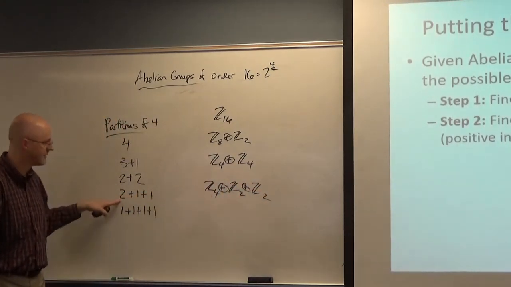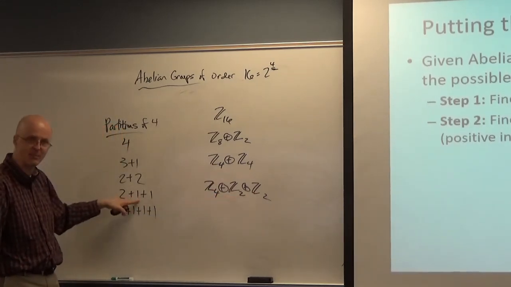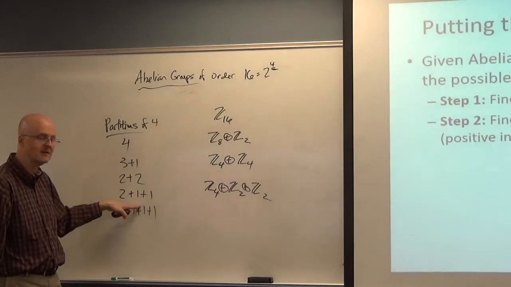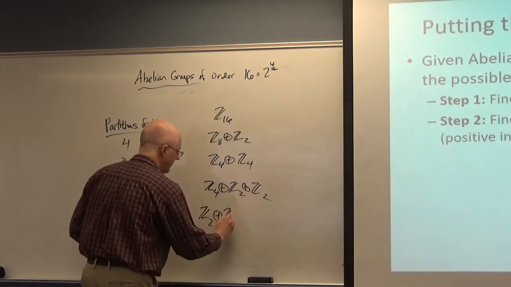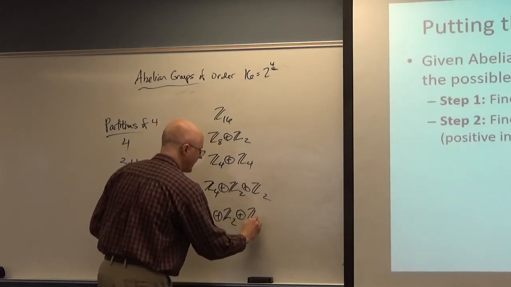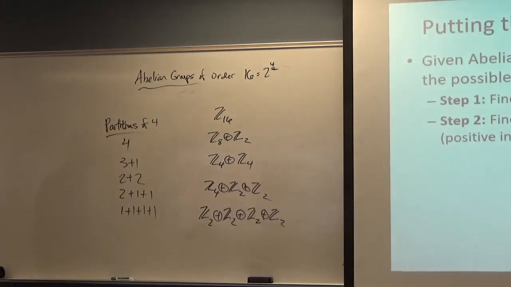4 is 2 squared. 2 is 2 to the 1st in both cases. These are the exponents of the primes here. And the last one, you have all 2's, corresponding to all 1's in this partition. Think about more examples, you'll see it making sense. Try thinking about abelian groups of order 32 and partitions of 5.